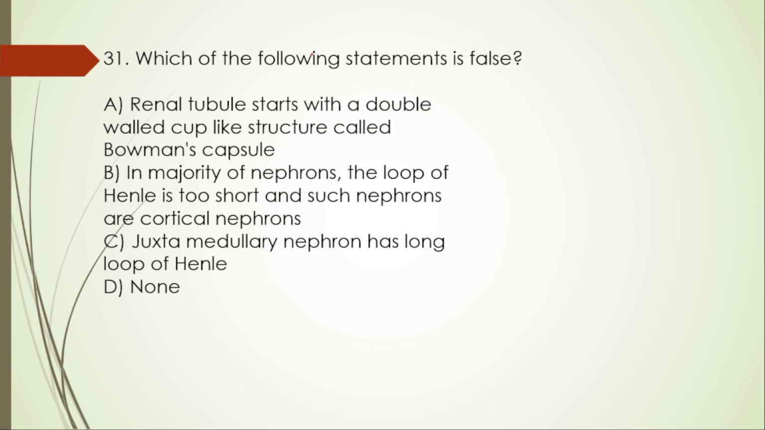Which of the following statements is false? A. Renal tubules start with a double-walled cup-like structure called Bowman's capsule. Yes, this one is true. B. In majority of nephrons, the loop of Henle is too short. Such nephrons are cortical nephrons. This one is also true. And then C. Juxtamedullary nephron has long loop of Henle. This one is also right. So none of them are false. For 31, right option is D.